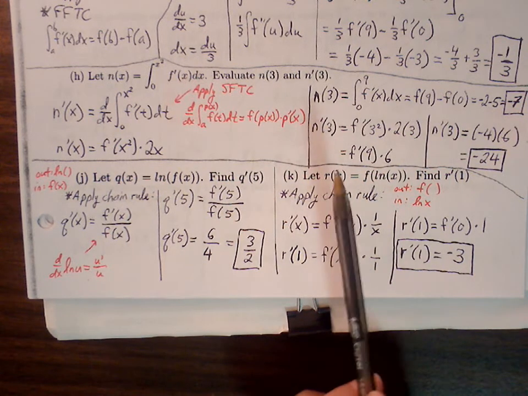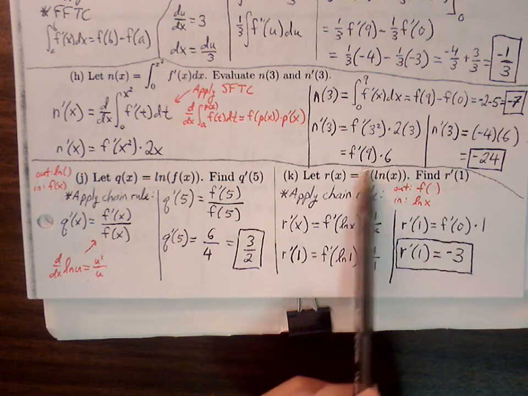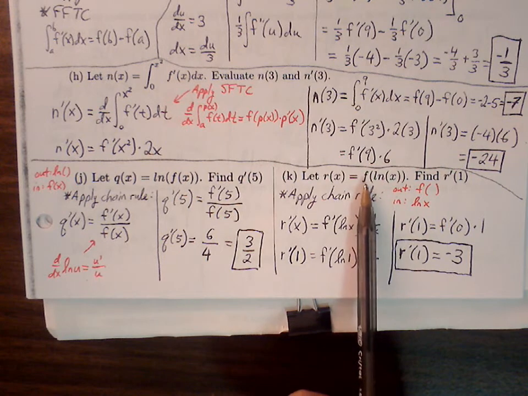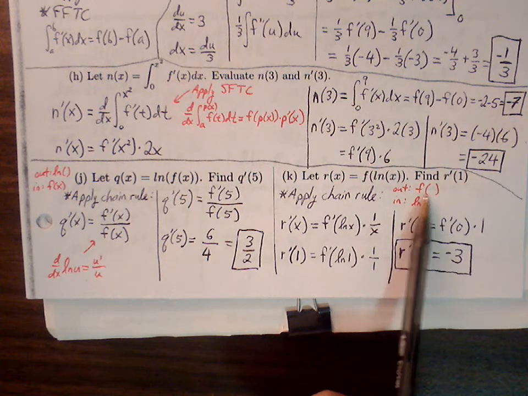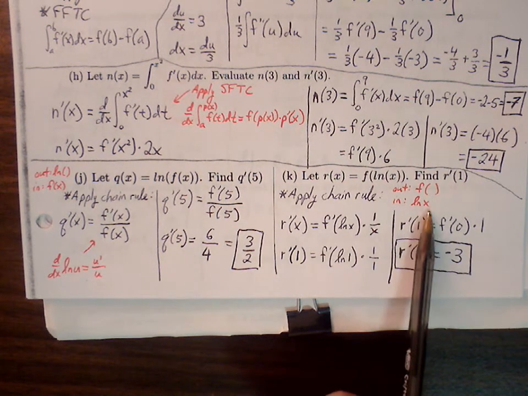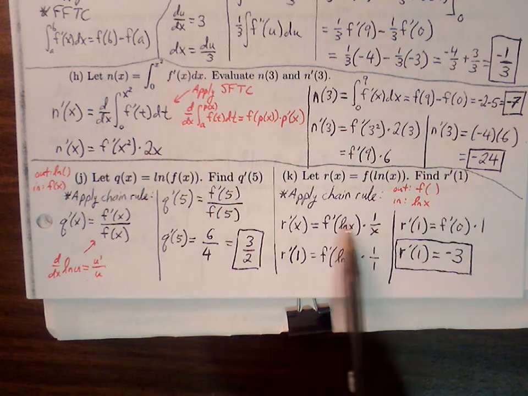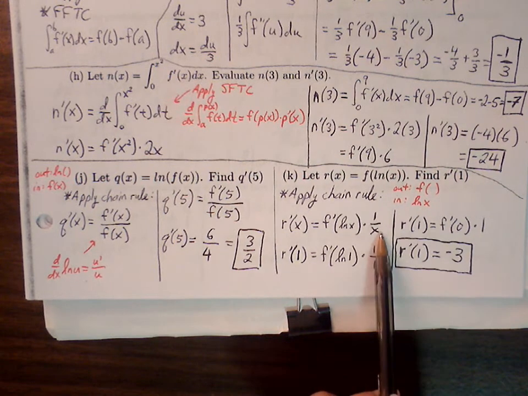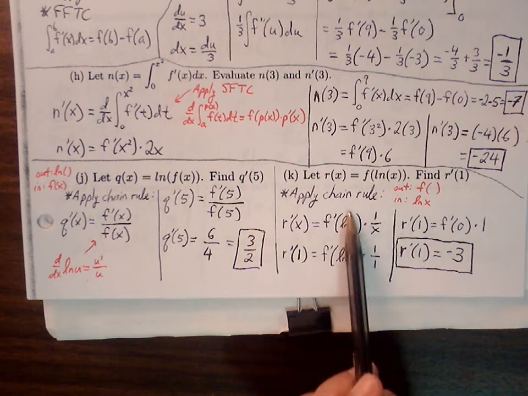Okay, last one here. R of x equals f of natural log of x. Find r prime of 1. Again, we have a function within a function. We have to go through the chain rule. So the outer function is f of parentheses. The inside function is natural log of x. So we take turns with each derivative. f becomes f prime of parentheses times the inside function's derivative. So natural log of x becomes 1 over x. We fill in the parentheses with what we see inside.